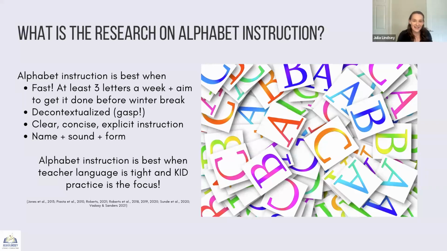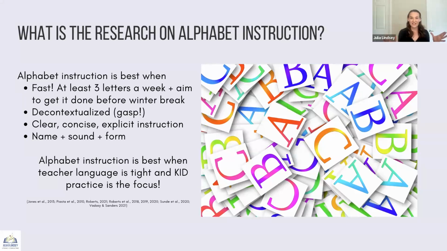Finally, we also know that right now, research suggests that the best way to teach the alphabet is to teach the name, the sound, and the form simultaneously. There's been a lot of conversation about whether or not we should teach the alphabet names. At this time, the research has not been able to conclude that we should not be teaching alphabet names. And most research does conclude that we should be teaching all three of these elements simultaneously. We may want to foreground the sound because that's what we're going to use to read and spell, but that doesn't mean that we don't want to teach the name at all.